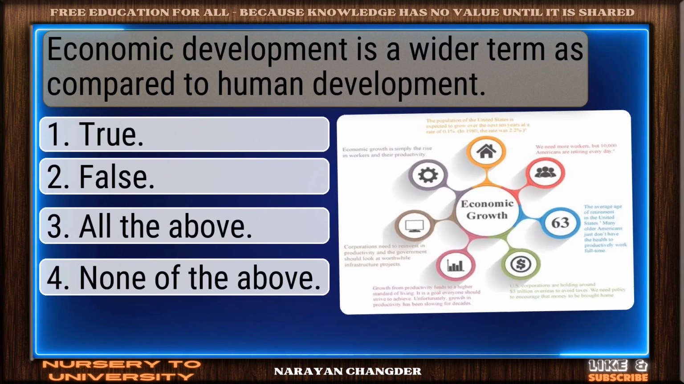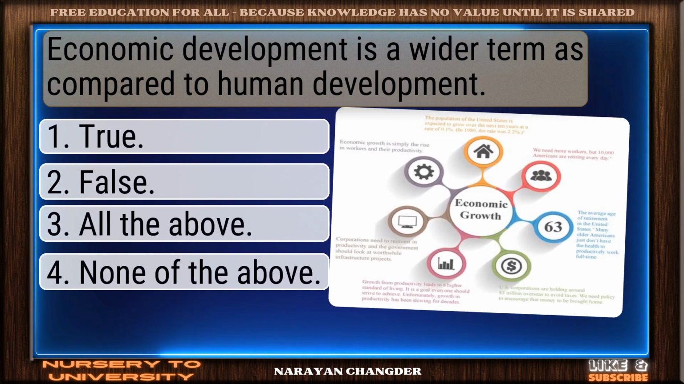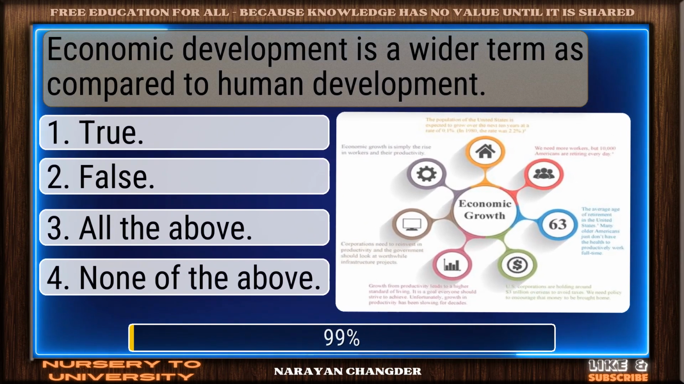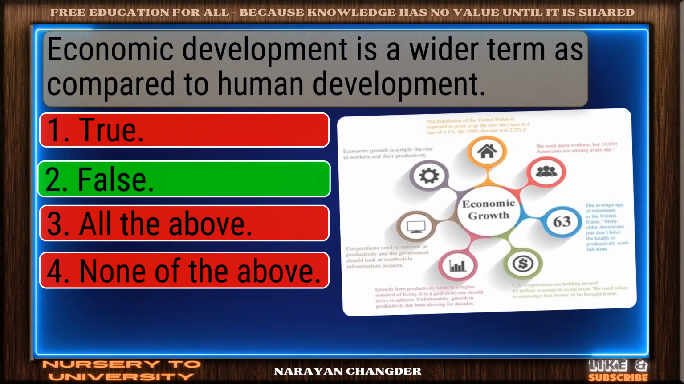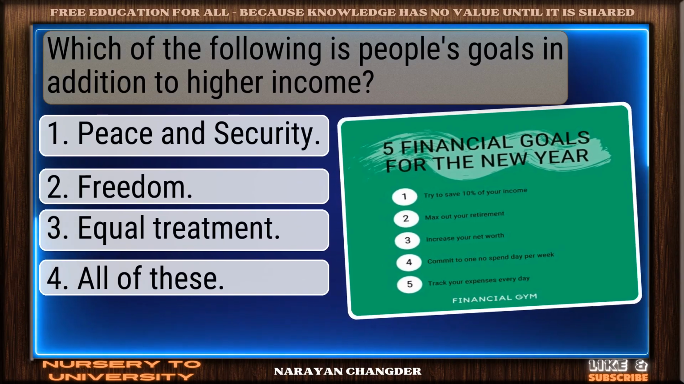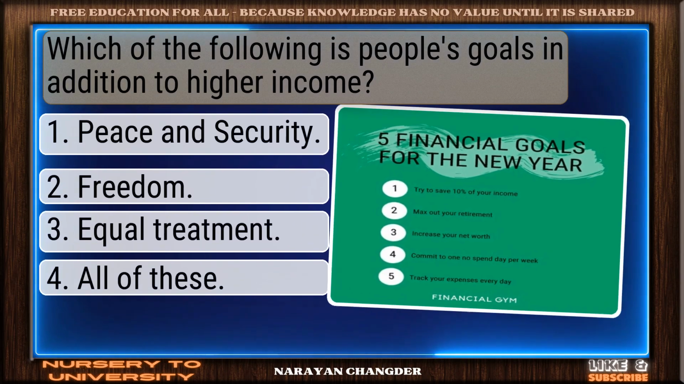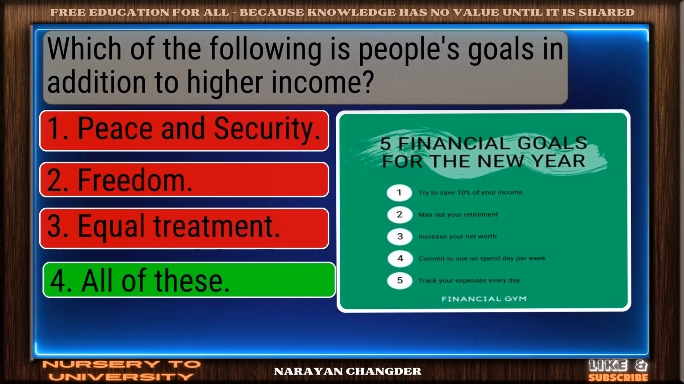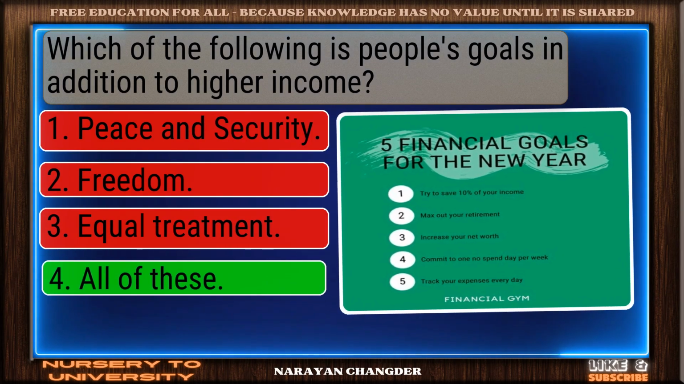Economic development is a wider term as compared to human development. Correct response. False is accurate. Which of the following is people's goals in addition to higher income? Excellent. All of these is well reasoned.